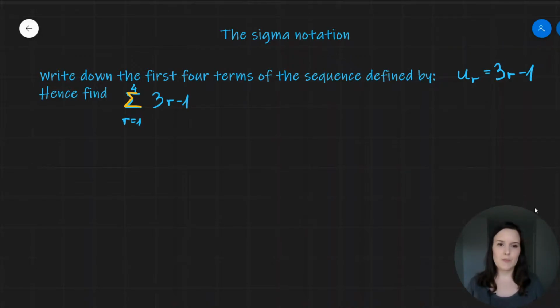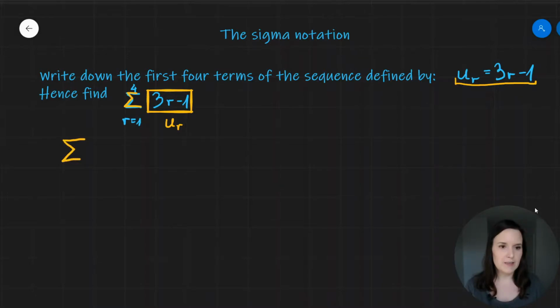In this case, we've got a sequence u_r, which is 3r minus 1. Here we have the formula of the sequence, 3r minus 1. See, here is our u_r, our sequence. So we will be adding the terms of the sequence. Now, this symbol is called sigma, and it means the sum. It means add the terms.